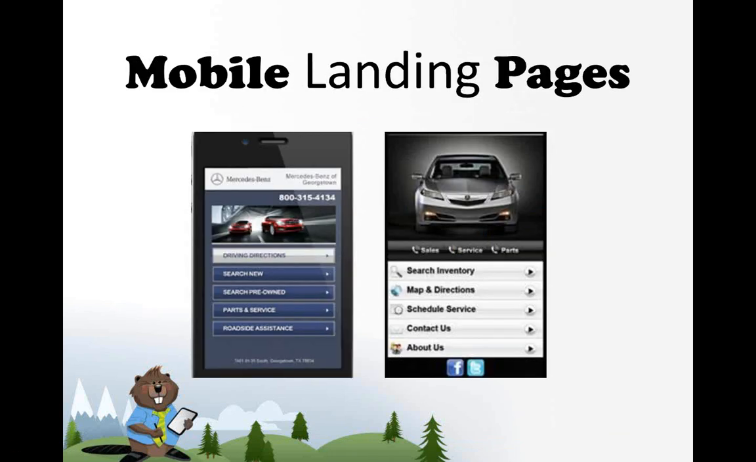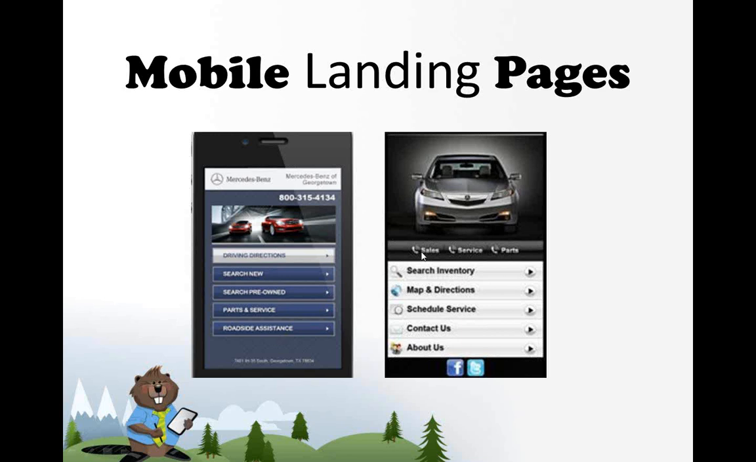Here's a couple examples of mobile landing pages. This is for a car dealership. You can see here the first thing they've got, if you'll notice, is a phone number that is easy to access and is clickable. You can get driving directions immediately, and then down below, even though they're not highlighted, you can do a little bit of searching for pre-owned cars, new cars, parts and service.